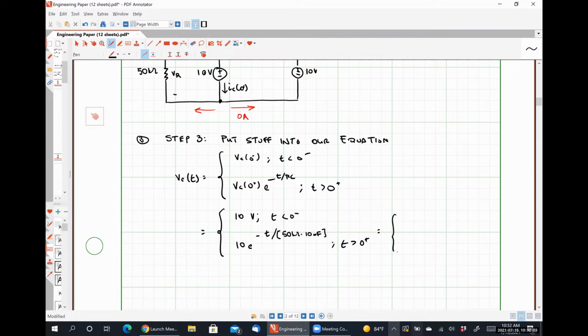And now I'm just going to do that math. So let's see, 10 volts for t less than 0 minus, 10 e to the negative. All right, so I have 1 divided by 50,000 times 10 times 10 to the minus 3. So that looks like 1 over 500. And so what I'm going to do is take the reciprocal of that. So that's going to be e to the minus 500t.